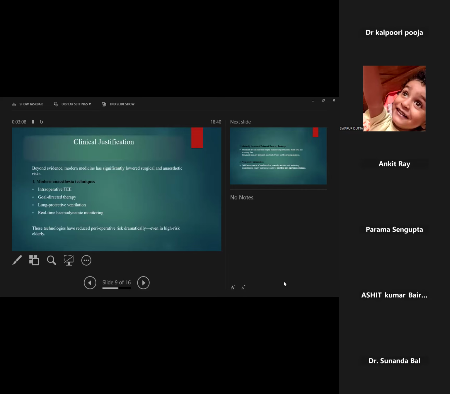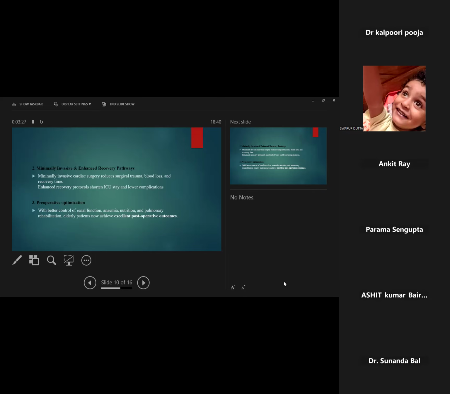Beyond the evidence, modern medicine has significantly lowered surgical and anesthetic risks, with modern anesthetic techniques which include intraoperative TEE, goal-directed therapy, lung-protective ventilation, and real-time hemodynamic monitoring. So these technologies have reduced perioperative risk dramatically, even in the high-risk elderly. Then minimally invasive surgery and enhanced recovery pathways. Minimally invasive cardiac surgery reduces surgical trauma, blood loss, and recovery time. So enhanced recovery protocols shorten the ICU stay and lower complications.